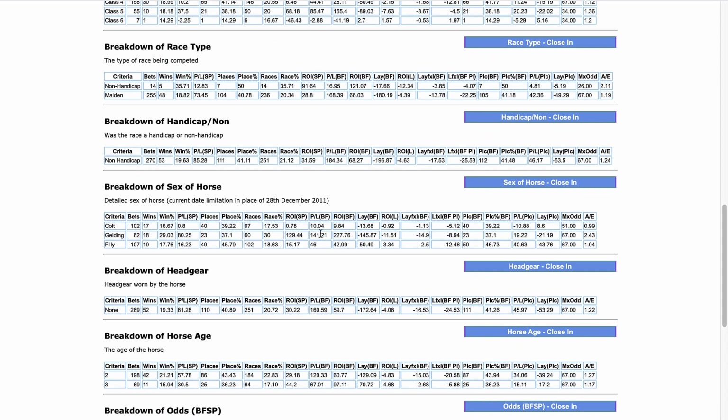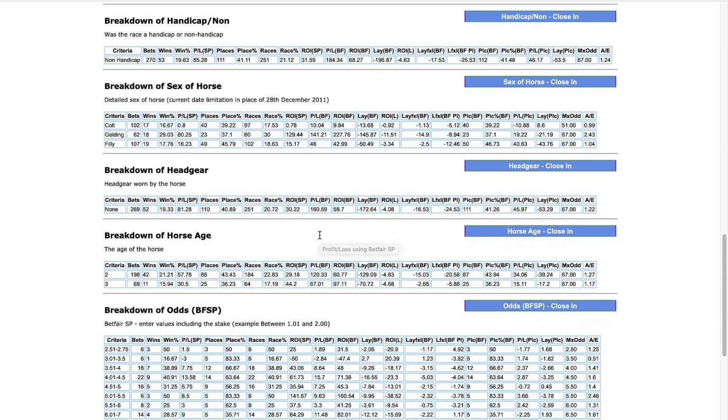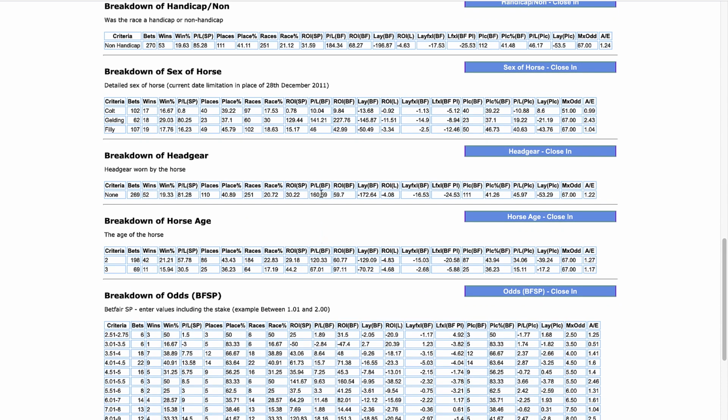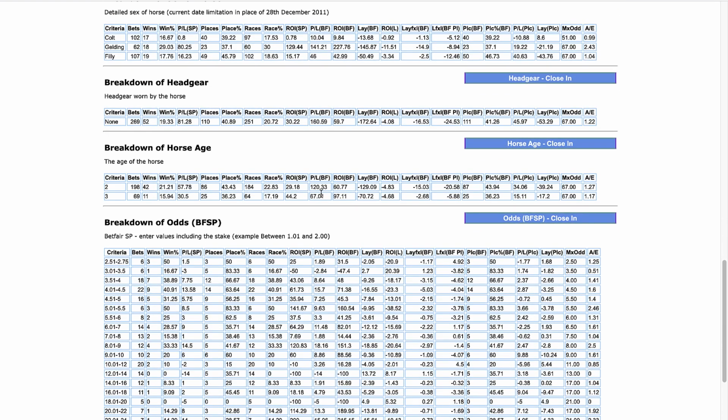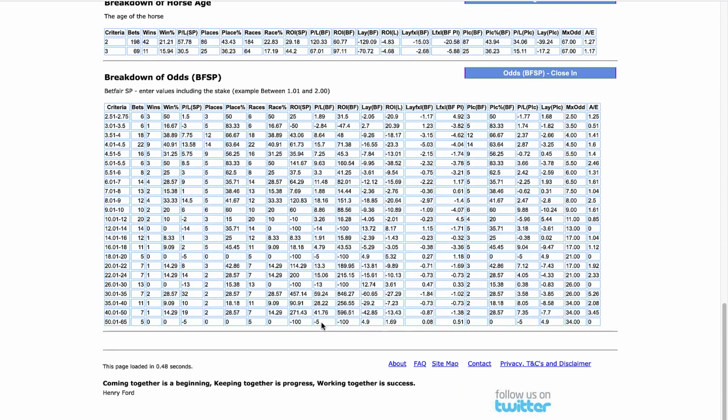Horse sex, not a lot to choose between there. Headgear, not significant. Well, none of them are wearing headgear, which again, understandable. It's their first race, so you wouldn't really want to be putting headgear onto a horse on its first run. Horse age, 2 and 3 year olds. I guess that's reasonable as it's their first time out. Anything Betfair above 50, 5 runners have gone off above 50 Betfair SP. So again, I'd be inclined to leave that one.